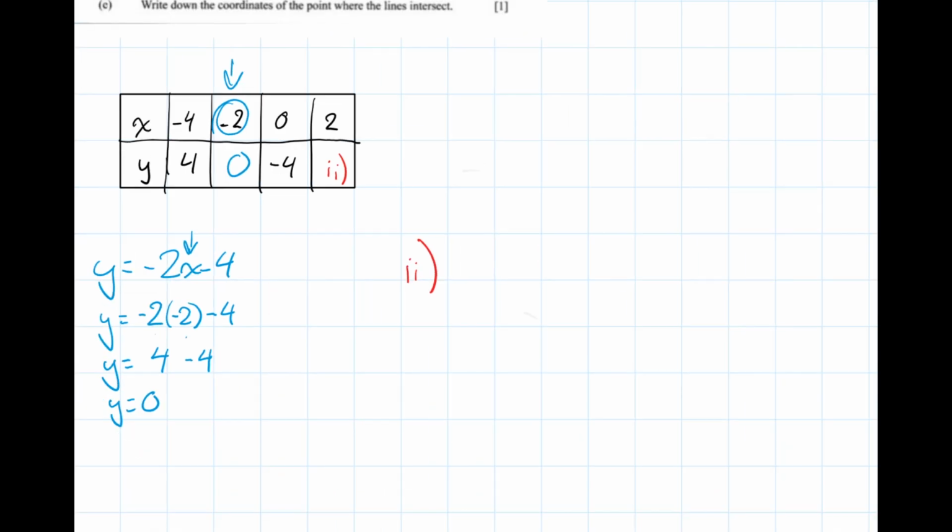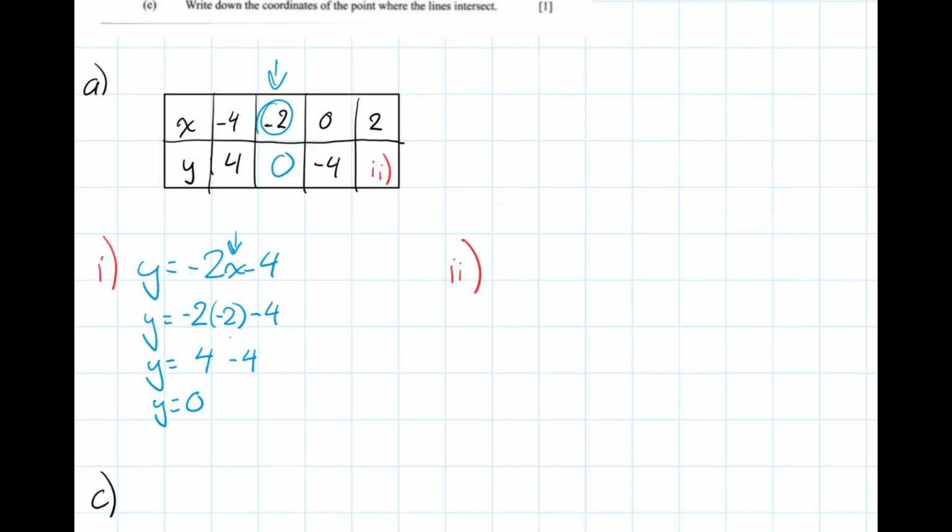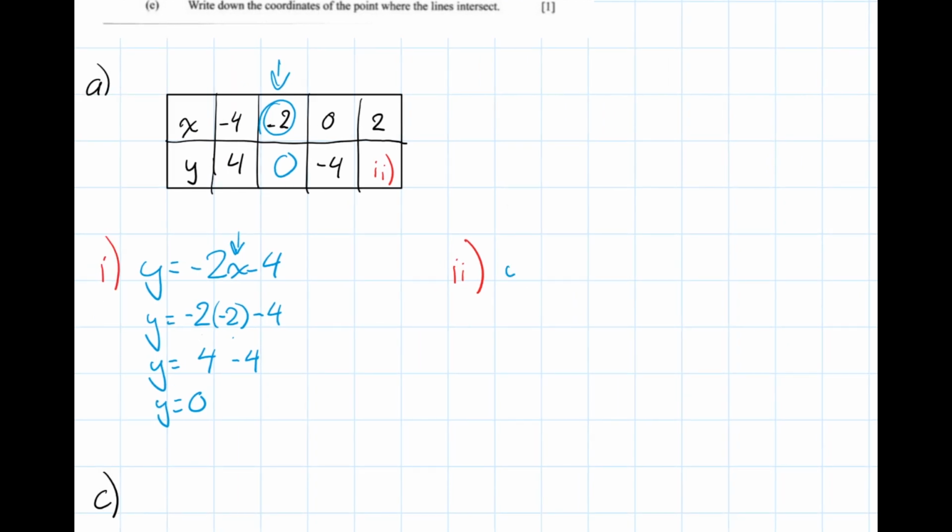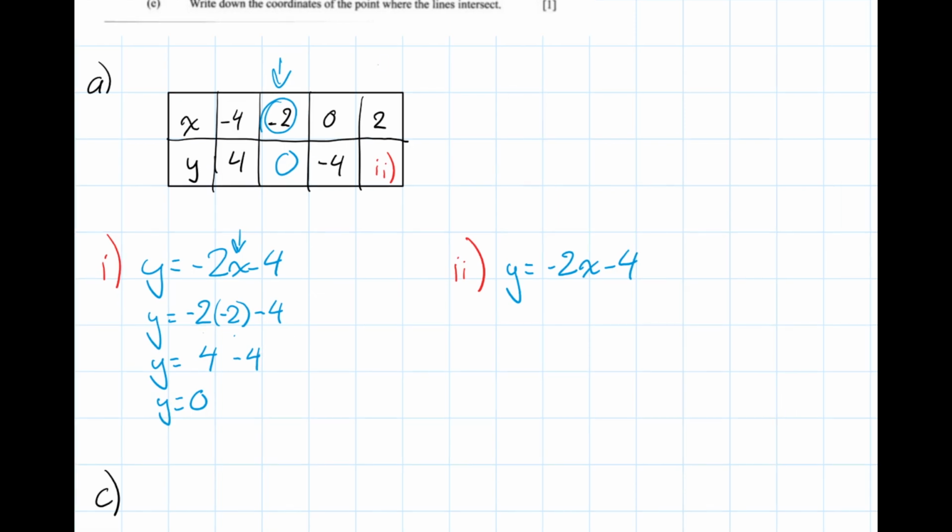So let's do part 2. Same setup. With part 2, we're going to say y is equal to negative 2x minus 4. That's the formula for our graph. So again, we're looking at this column here, so we're looking at this x value here. We're just going to substitute that into the equation. So we get y is equal to negative 2, we substitute 2 in, and then we say minus 4.